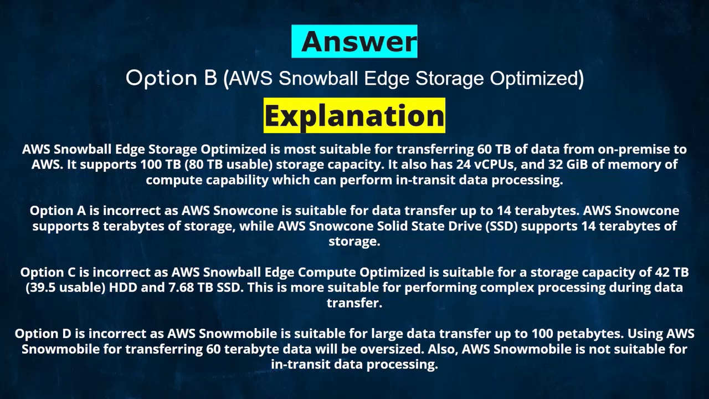Option C is incorrect, as AWS Snowball Edge Compute Optimized is suitable for a storage capacity of 42 TB, 39.5 usable SSD and 7.68 TB SSD. This is more suitable for performing complex processing during data transfer. Option D is incorrect, as AWS Snowmobile is suitable for large data transfer up to 100 petabytes. Using AWS Snowmobile for transferring 60 terabytes of data will be oversized. Also, AWS Snowmobile is not suitable for in-transit data processing.